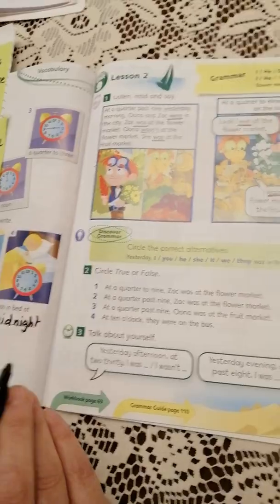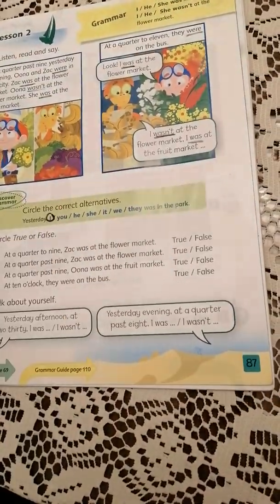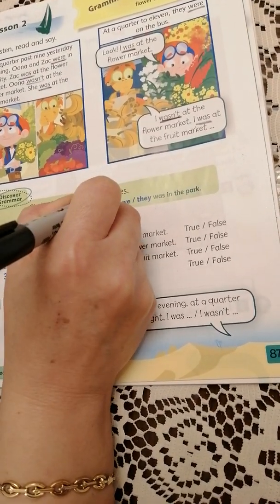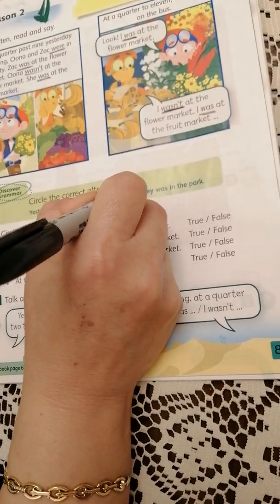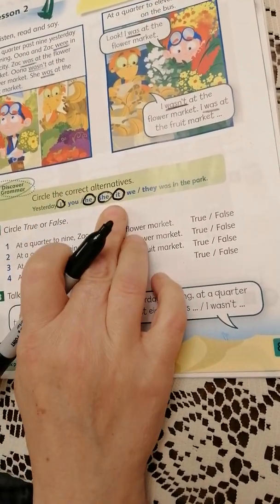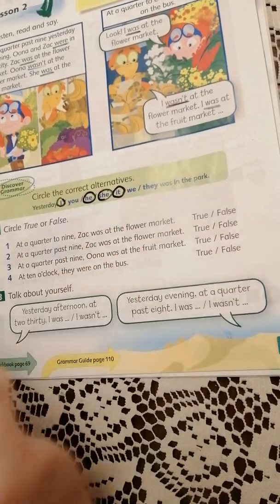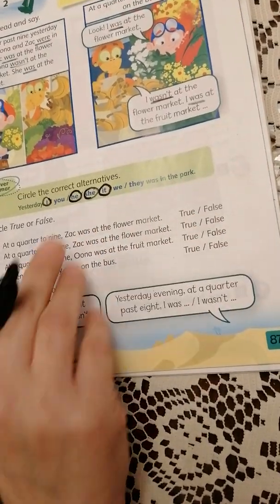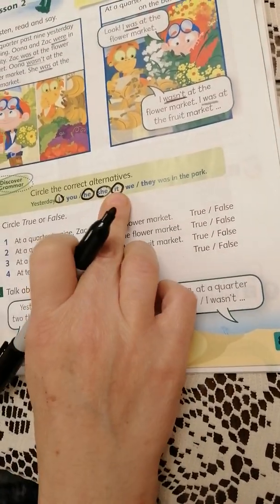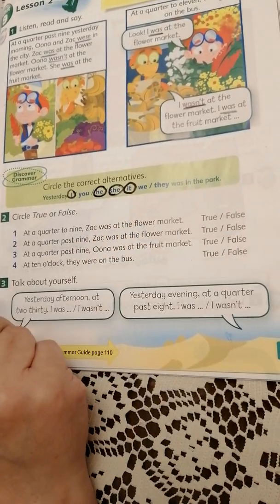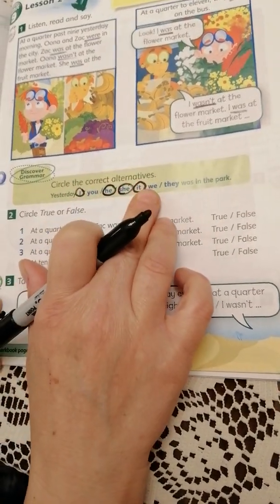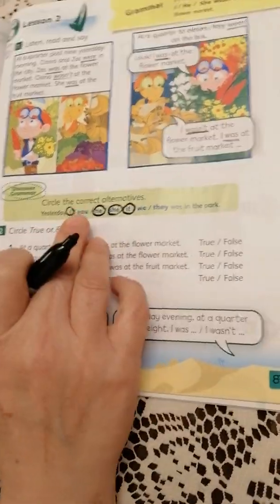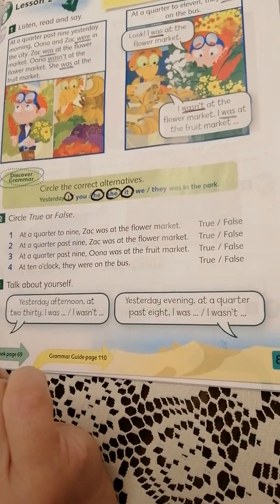So we have to circle I, he, she, and it as singular pronouns with was in the park. I was in the park. He was in the park. She was in the park. And it was in the park. We can't use you, we, and they because they come with the verb were, because they are plural subjects.